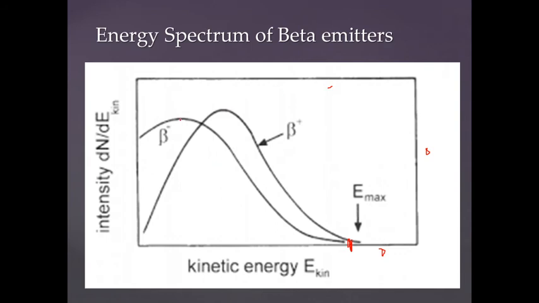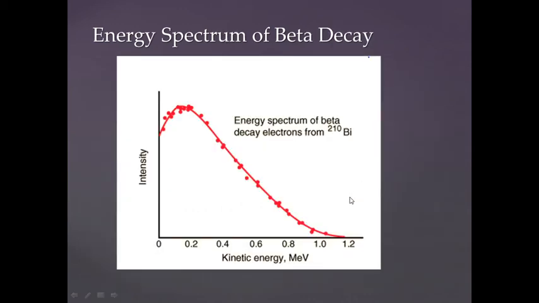While in case of beta minus emission, electrons are negatively charged. So the moment they are created, they are initially attracted towards the nucleus, and the electrons have to overcome the Coulombic attraction of the nucleus to be set free. So that's why the peaks are different.